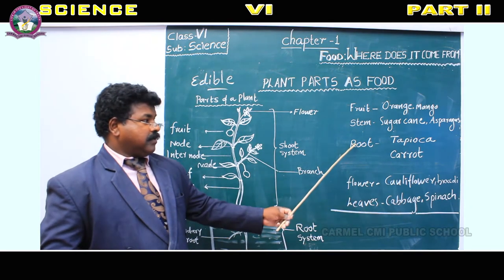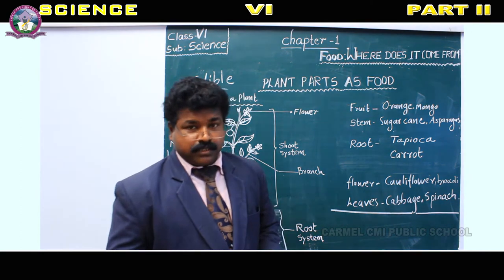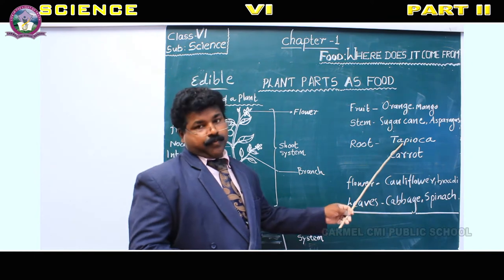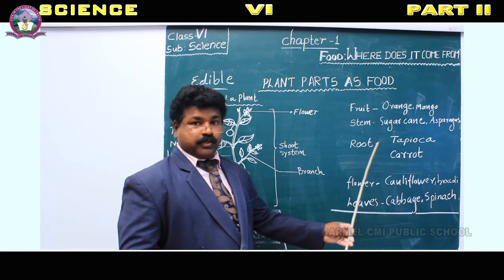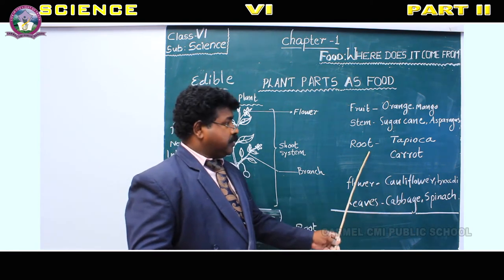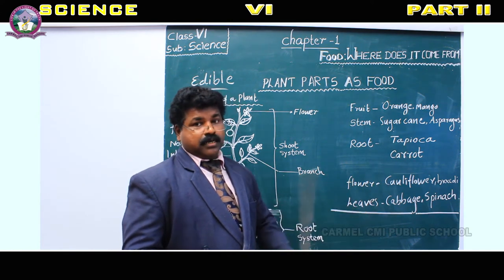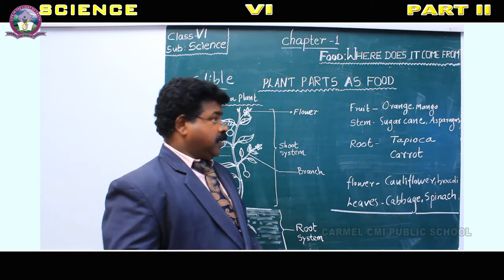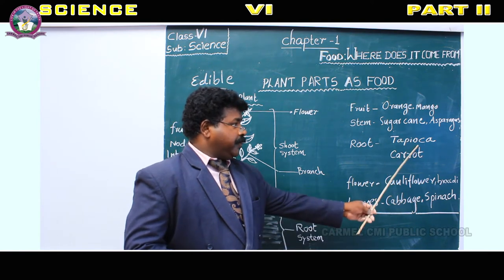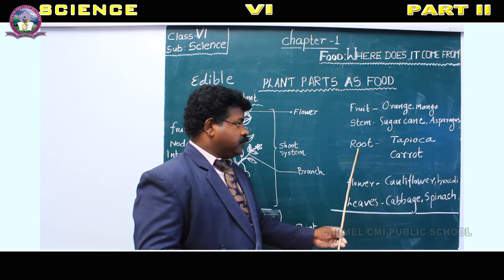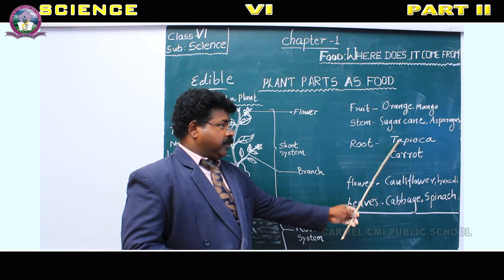Then now, another part, a root, also can be used as a food item. In plants like tapioca and carrot, we can find the root system is storing the food. The roots of the tapioca plant and carrot store the food, and these two can be eaten as food by us. Okay, so root, the edible part. Tapioca stores its food in its root, carrot also stores the food in its root.